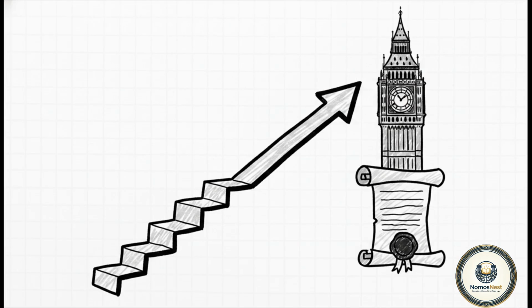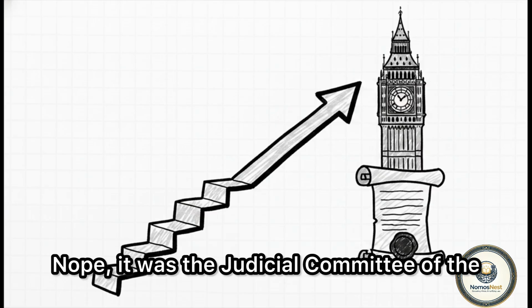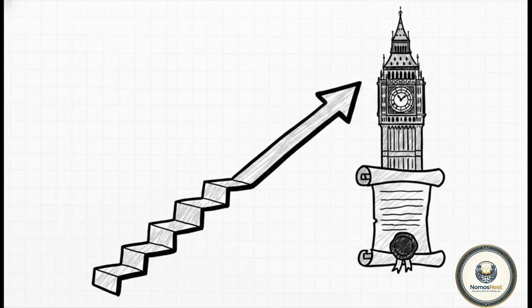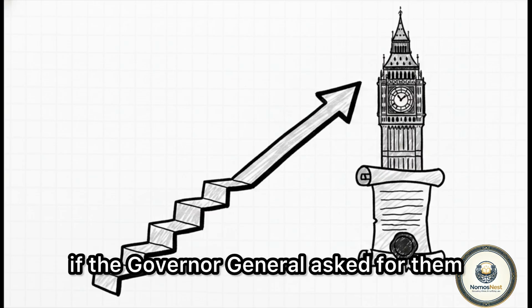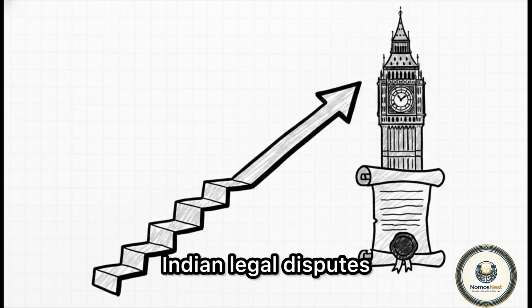But here's the kicker. The ultimate legal authority wasn't even located in India. Nope, it was the Judicial Committee of the Privy Council over in London. They handled the top-level appeals coming from the federal court. On top of that, the Privy Council could issue advisory rulings directly if the Governor General asked for them, firmly cementing London's final say over Indian legal disputes.